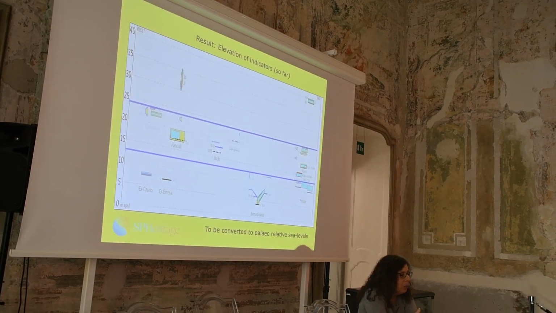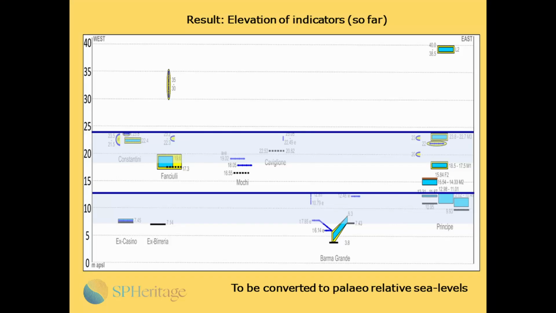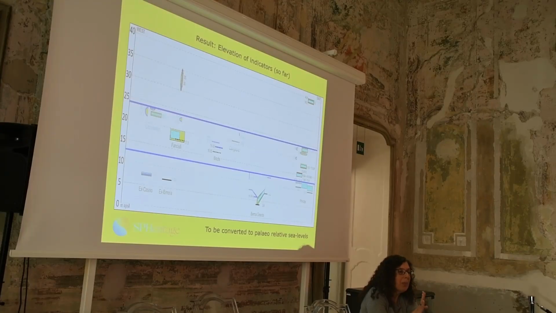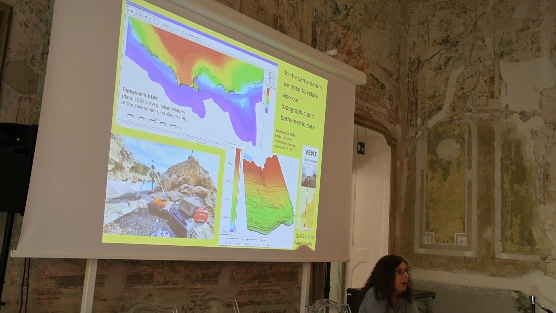And from our work, we got some very preliminary results. This is a diagram in which the elevation of most of the indicators that we have recognized is reported. This is not paleo sea level. This is just the elevation of indicators. This is a good data set that we will use in the near future. This is our job for next month, which will be converted into paleo sea levels.